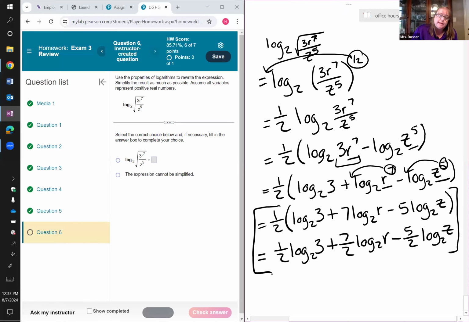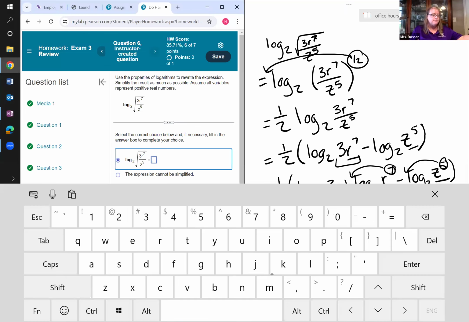And so over here, when we're entering our answer in MyMathLab, notice we've got two answer choices. The second one says the expression cannot be simplified. Well, we know that's not correct. We did simplify it. So we're going to choose that first answer choice there, and then we're going to enter our simplified answer here in the box.